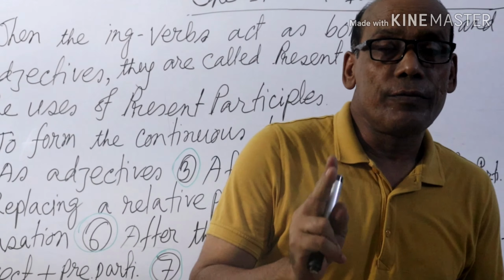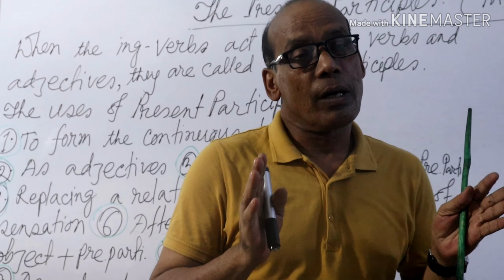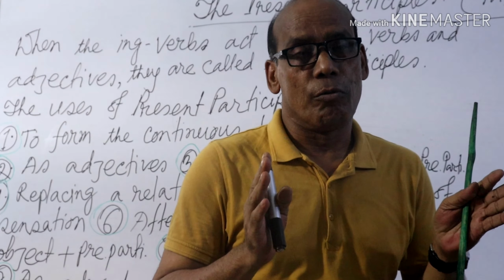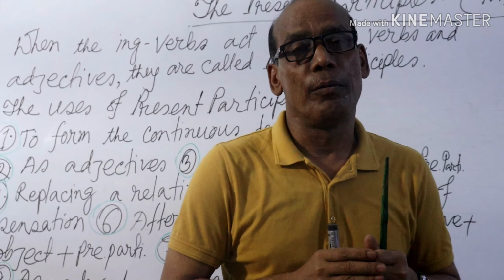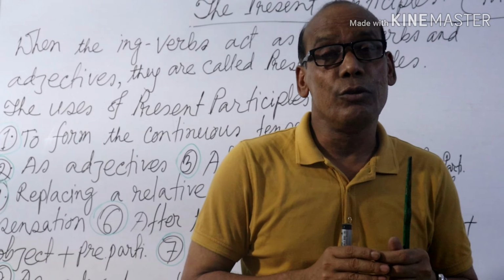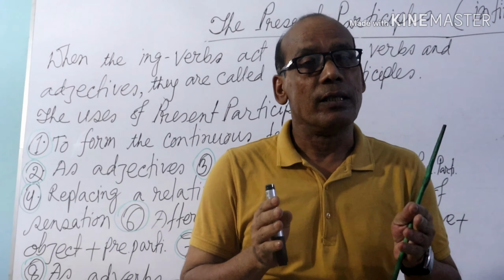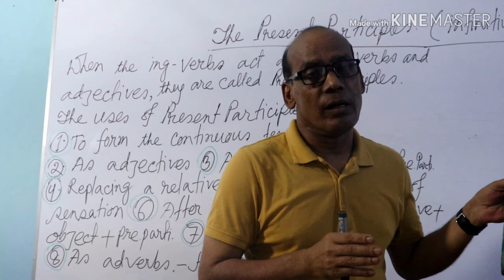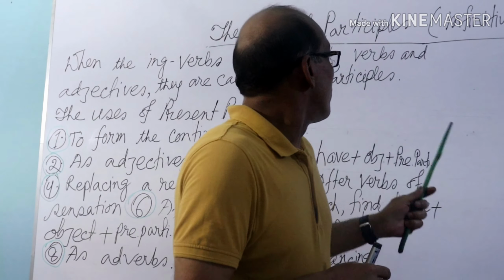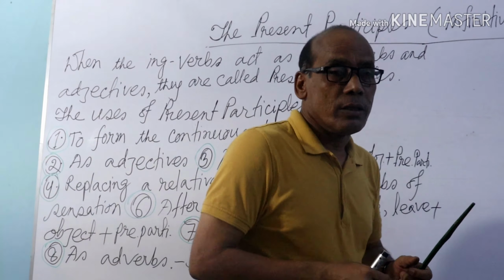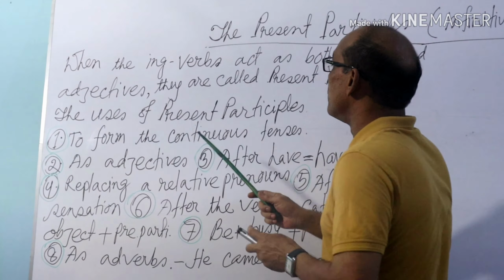And we will have to follow two things here. That verb form, ing form. This is also a type of verb form, but it is used as both verbs and adjectives. Mainly here, it is used as adjectives. And I have shown here some of the uses of the present participles.